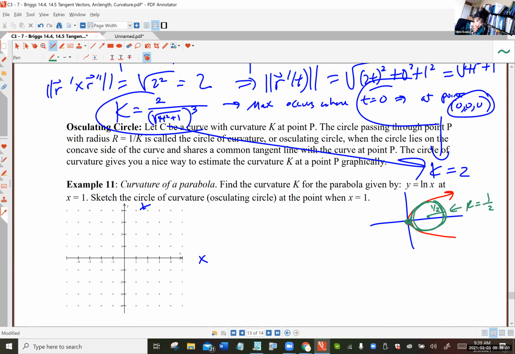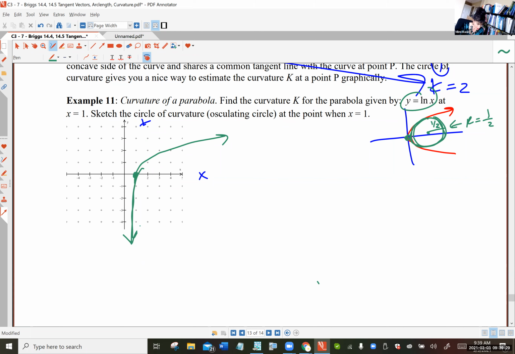Okay. So I'm going to do this next example here. When we do a curvature of another parabola, y equals ln of x. Is that really a parabola? Well, it is. It's kind of a sideways one that's really fat. You can think of that as a big old parabola, rotated a little bit. So we're going to find the curvature k for that.